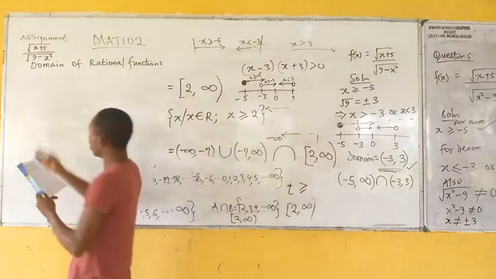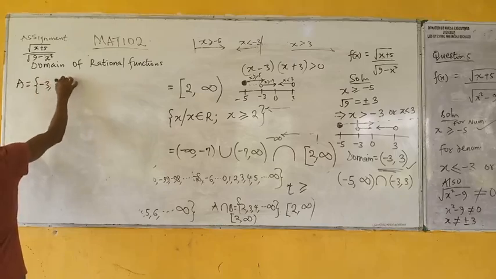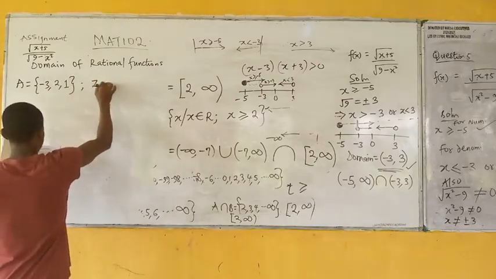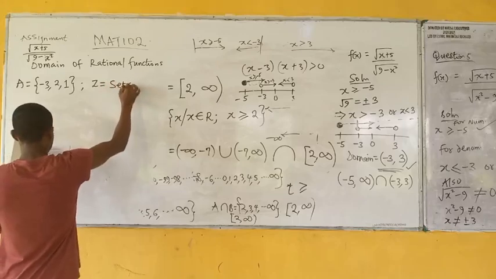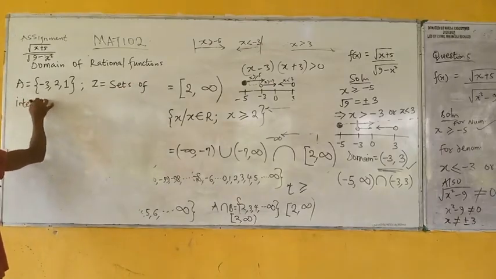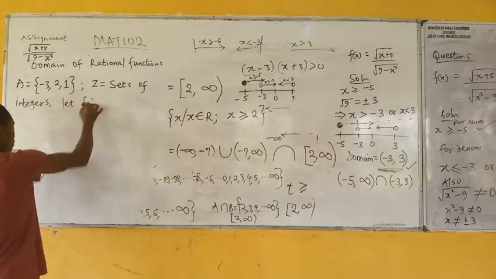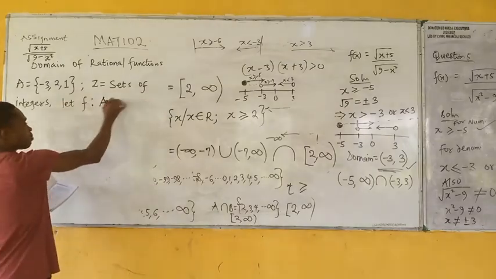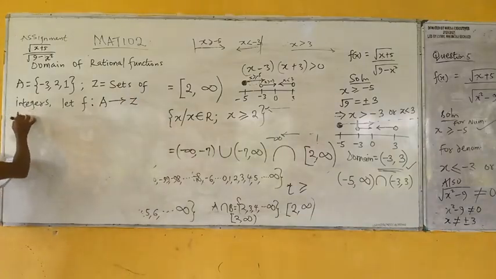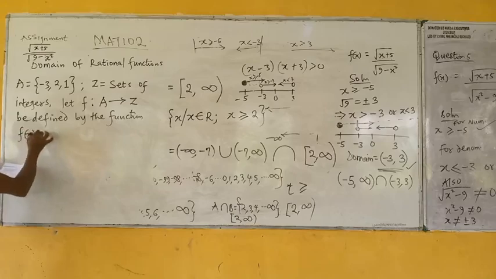Right, let A equal to the set minus 3, 2, 1. Z equal to set of integers. Let f be such that A is mapped to Z, be defined by the function f of x equal to 2x minus 1.